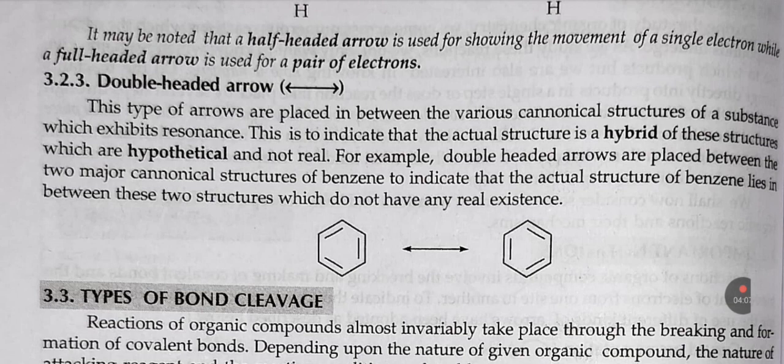Double-headed arrow. This type of arrow is placed in between the various canonical structures of a substance which exhibits resonance. It indicates that the actual structure is a hybrid of these structures, which are hypothetical and not real. For example, a double-headed arrow is placed between the two major canonical structures of benzene to indicate that the actual structure of benzene lies in between these two structures, which do not have any real existence.